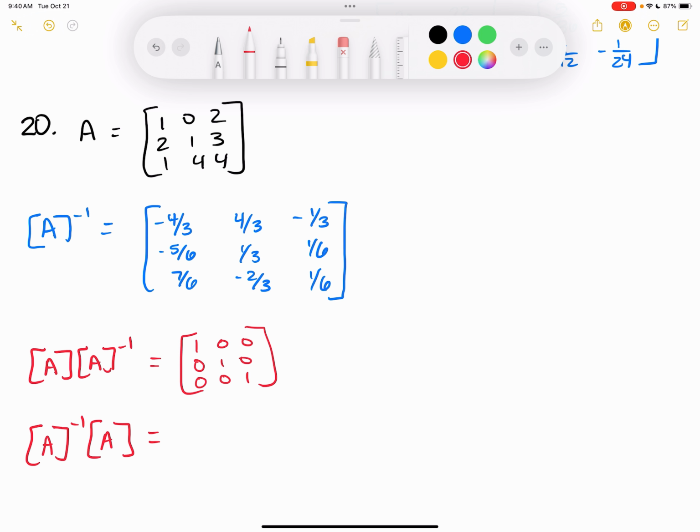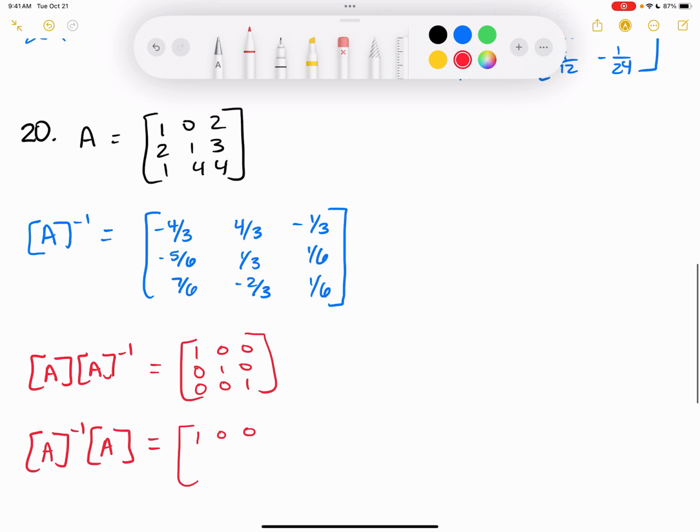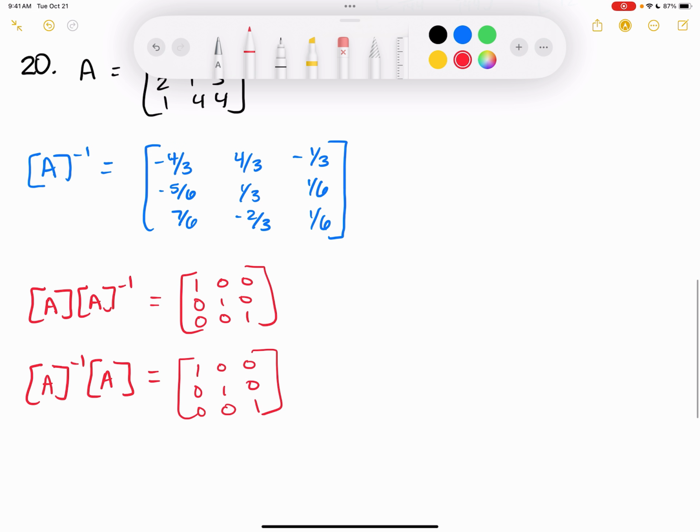But anyways, I can also obviously do it the other way, and I still get 1 0 0, 0 1 0, 0 0 1. So if you did a 4x4 matrix, and you find the inverse and you multiply it by the original, you should still have ones on that main diagonal all the way down. Okay, that's what you're looking for to show that it's an inverse.